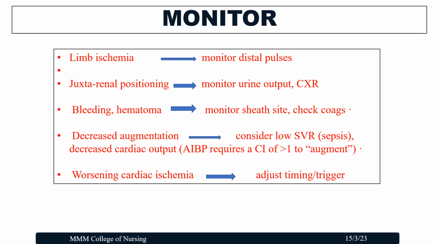So always monitor the urine output and the chest X-ray of the patient, to see whether the catheter is in the correct position or not. Another factor to monitor is bleeding or hematoma. To monitor this, we need to check the sheath site and the coagulation factors. Decreased augmentation is another factor. To assess it, we need to consider low systemic vascular resistance in case of sepsis, and decreased cardiac output. For IABP, the arterial blood pressure requires an index of more than 1 to augment. With worsening of cardiac ischemia, adjust the timing or the trigger.